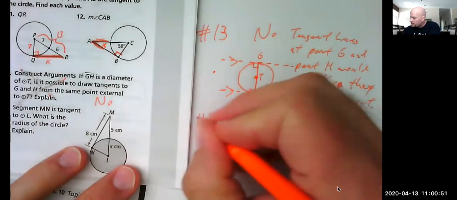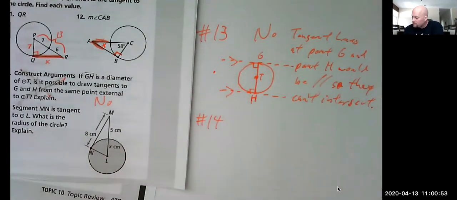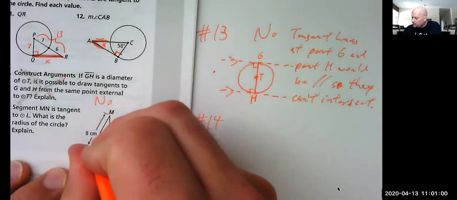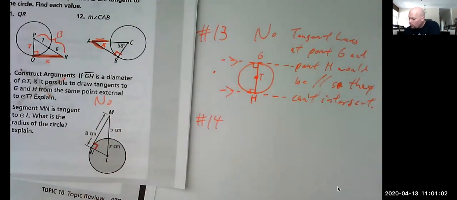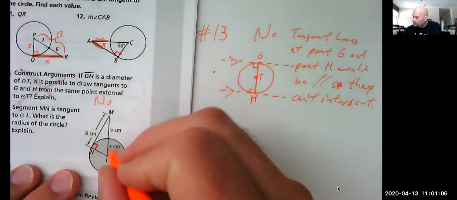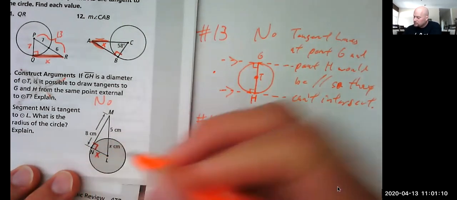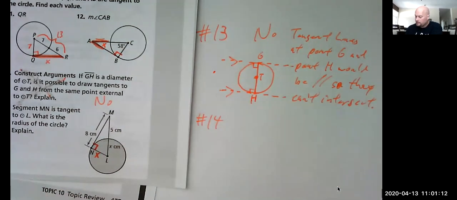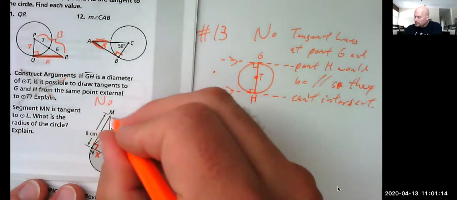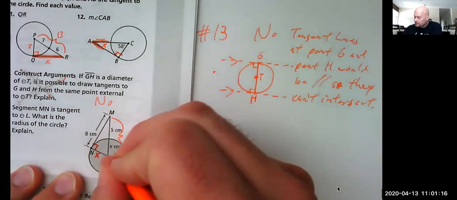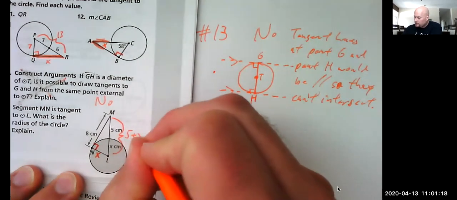On number 14, segment MN is tangent to circle L. All right, so they're telling us that this is a tangent, so we can go ahead and throw in that right angle. What is the radius of the circle? So we don't know what the radius is, and they only told us that this piece is X. So this piece is also X, because again, they're both the radius. This entire side is going to be 5 plus X.